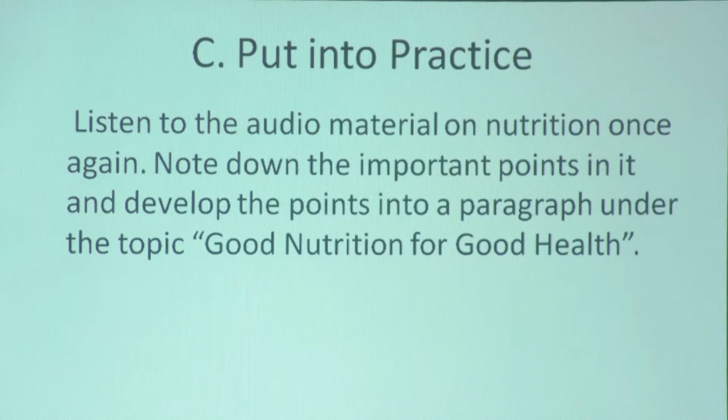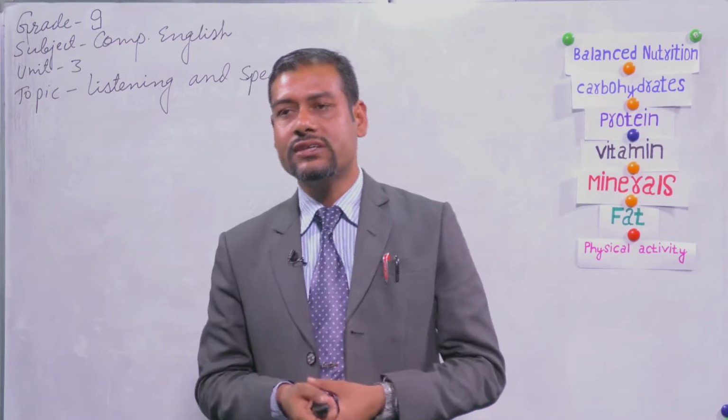Now you can see another question we have. Put it into practice. You can see it on your page number 36. So what is written there? Listen to the audio material on nutrition once again, note down the important points in it and develop the points into a paragraph under the topic good nutrition for good health. So for this one, you have to point out the important points given in the audio material, and using those points you have to develop a paragraph. The title you have to give is good nutrition for good health.